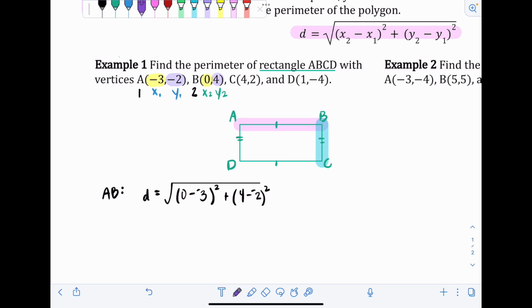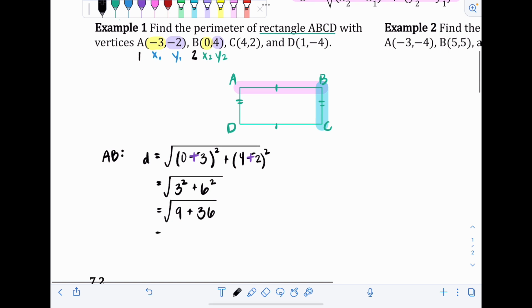And then remember, anywhere you have a double negative, like 0 minus -3, that turns into a plus. And 4 minus -2 turns into a plus as well. For our next step, we'll add inside the parentheses. So 0 plus 3 is 3, still got to square it. And then 4 plus 2 is 6, so plus 6 squared. From there, we can simplify the exponents. So 3 squared is 9, and 6 squared is 36. If we add those two together, 9 plus 36 is 45.